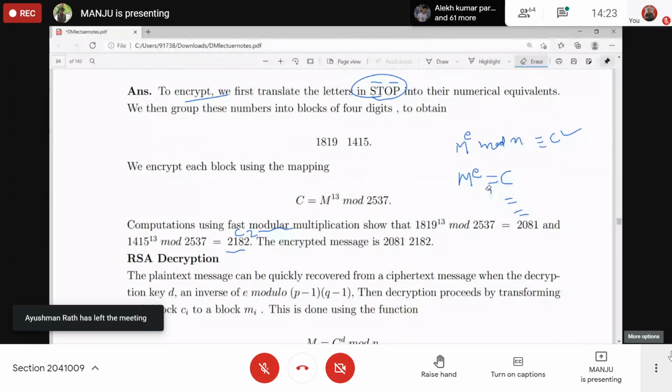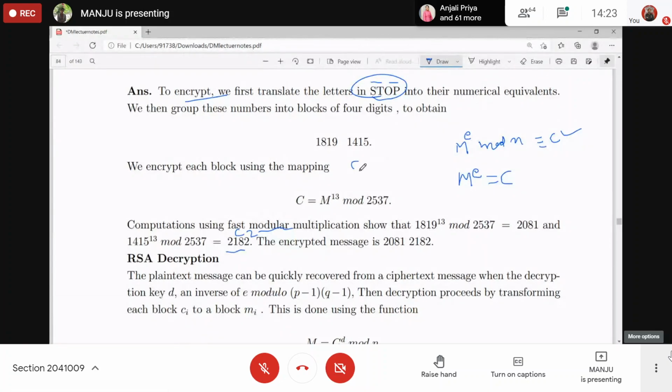So what I have just done. See, if you have A raised to power, for example, A square or A cube is equal to some B, and you want to find A, what do you do? Take the 1 by 3 power on both sides. 3 into 1 by 3 gives A raised to power 1, right? This 1 by 3 is the inverse of 3. That power you have taken on both sides.